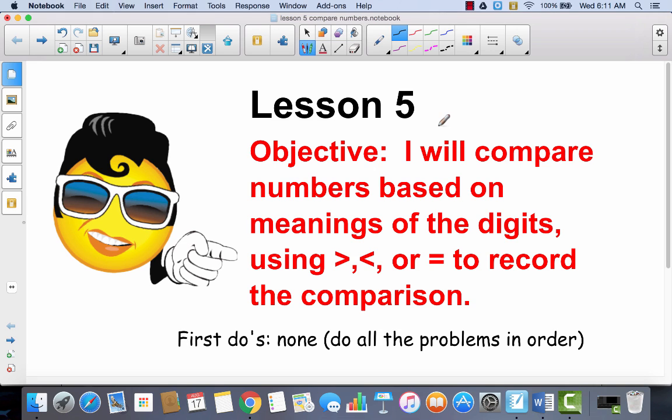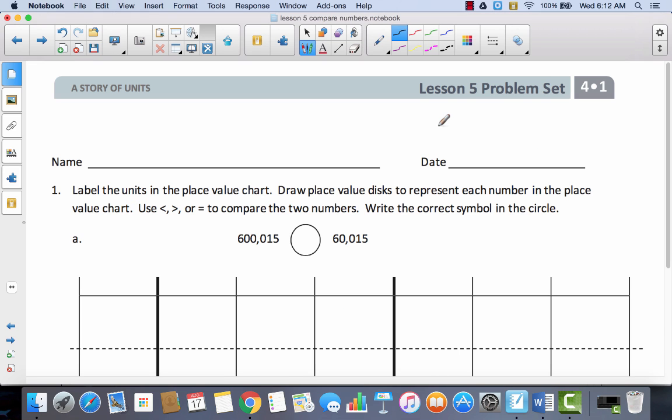Lesson 5, I will compare numbers based on meanings of the digits using greater than, less than, or equal to, and record the comparison. So today there are no first do's. We are going to do all the problems in order. All right, so get out your problem set and we're going to begin right at problem number 1.